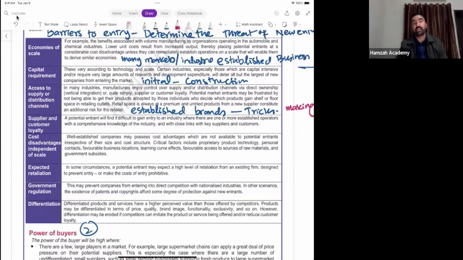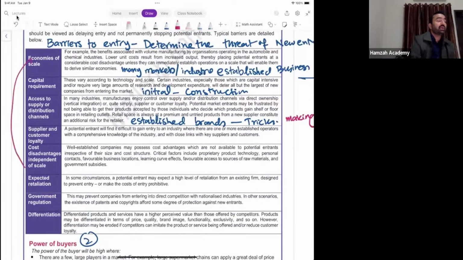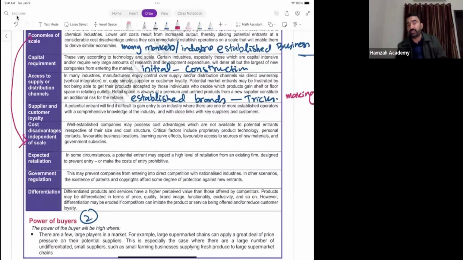Next is called cost disadvantage independent of scale. Yes, you can link this one with the economies of scale, this point that the new entrants might have this disadvantage. They may not have the economies of scale. Next one is expected retaliation. This would happen, for example, when existing local manufacturers and producers retaliate with different types of tricks. There are a lot of tricks they can play to retaliate. For example, they may do some marketing gimmicks, they may play the tricks of politics as well, nationalism as well, and there are different other tricks they may follow.